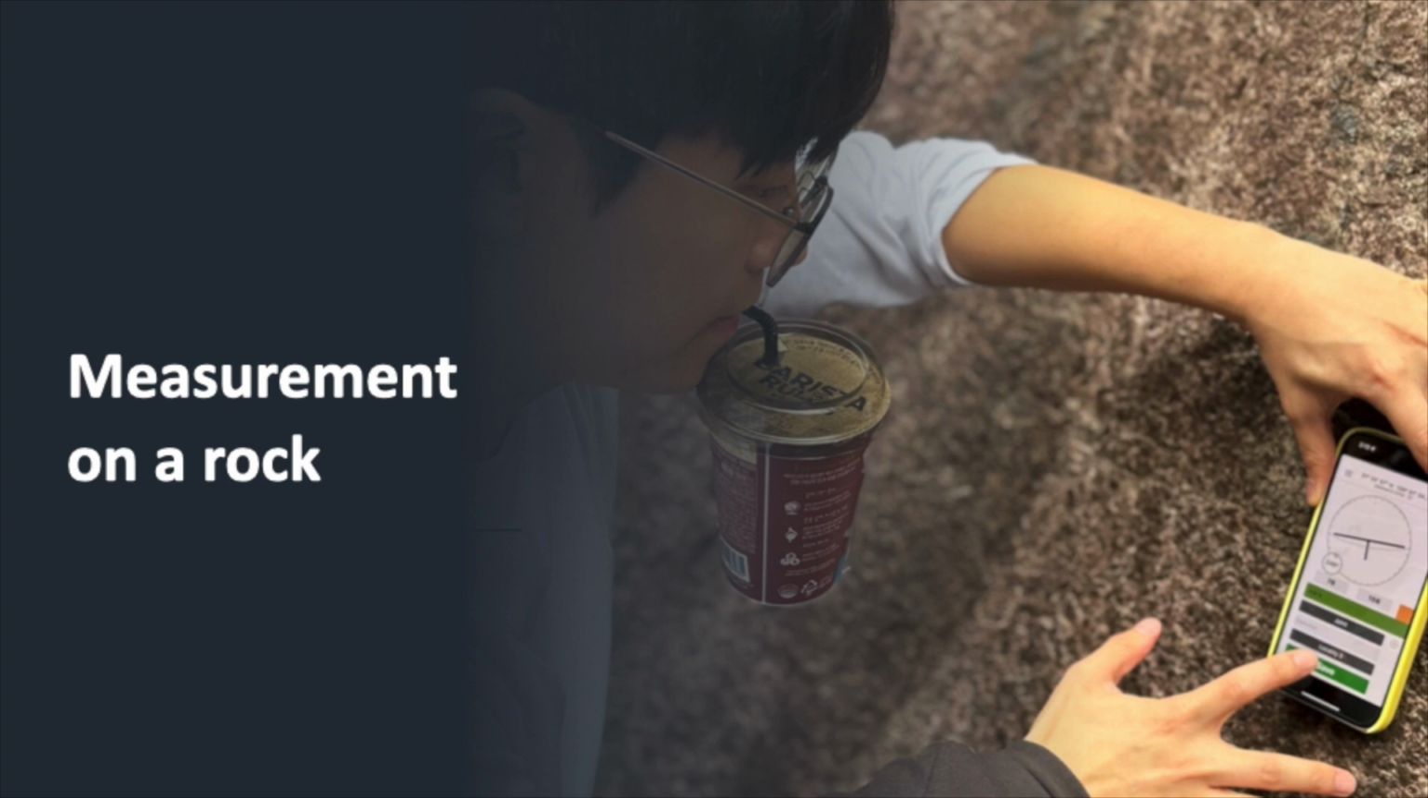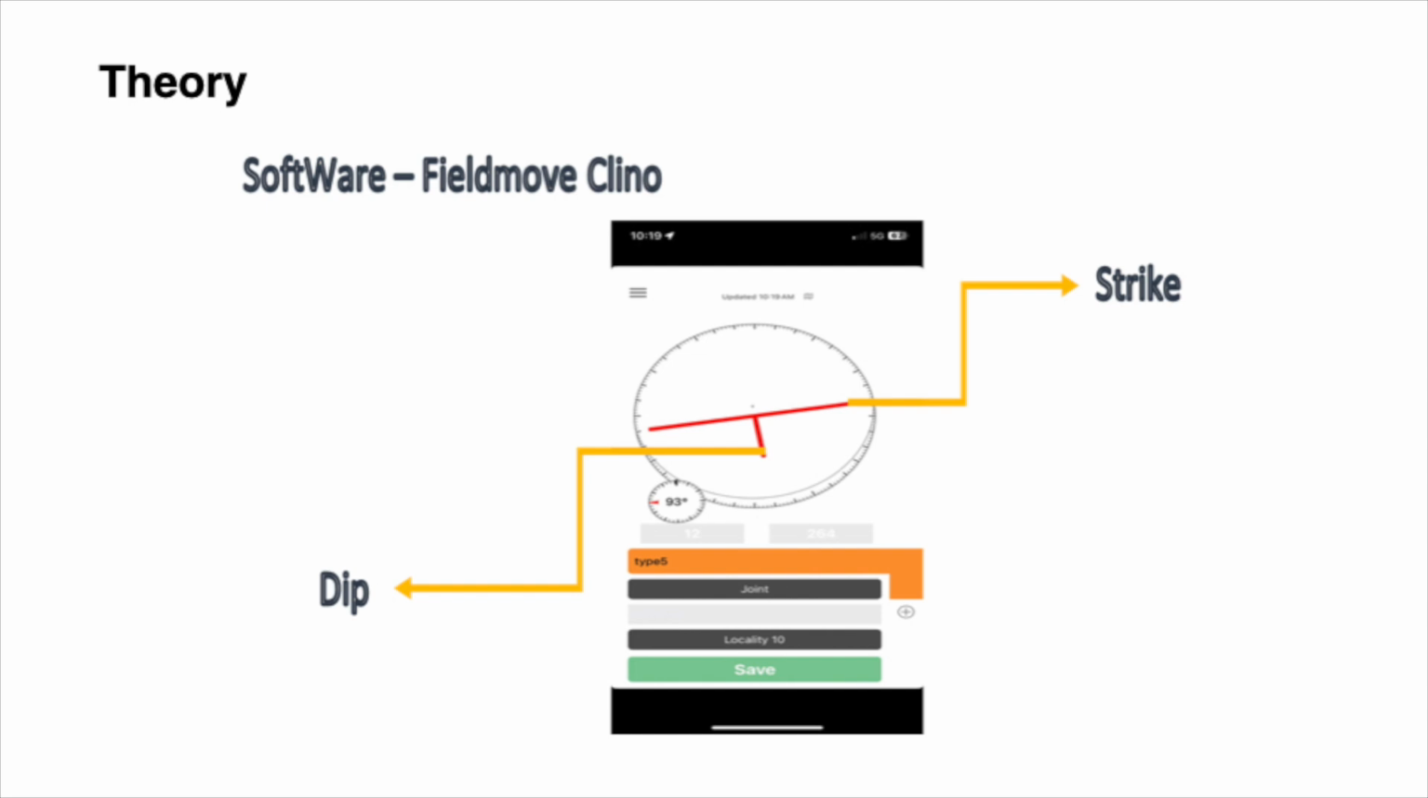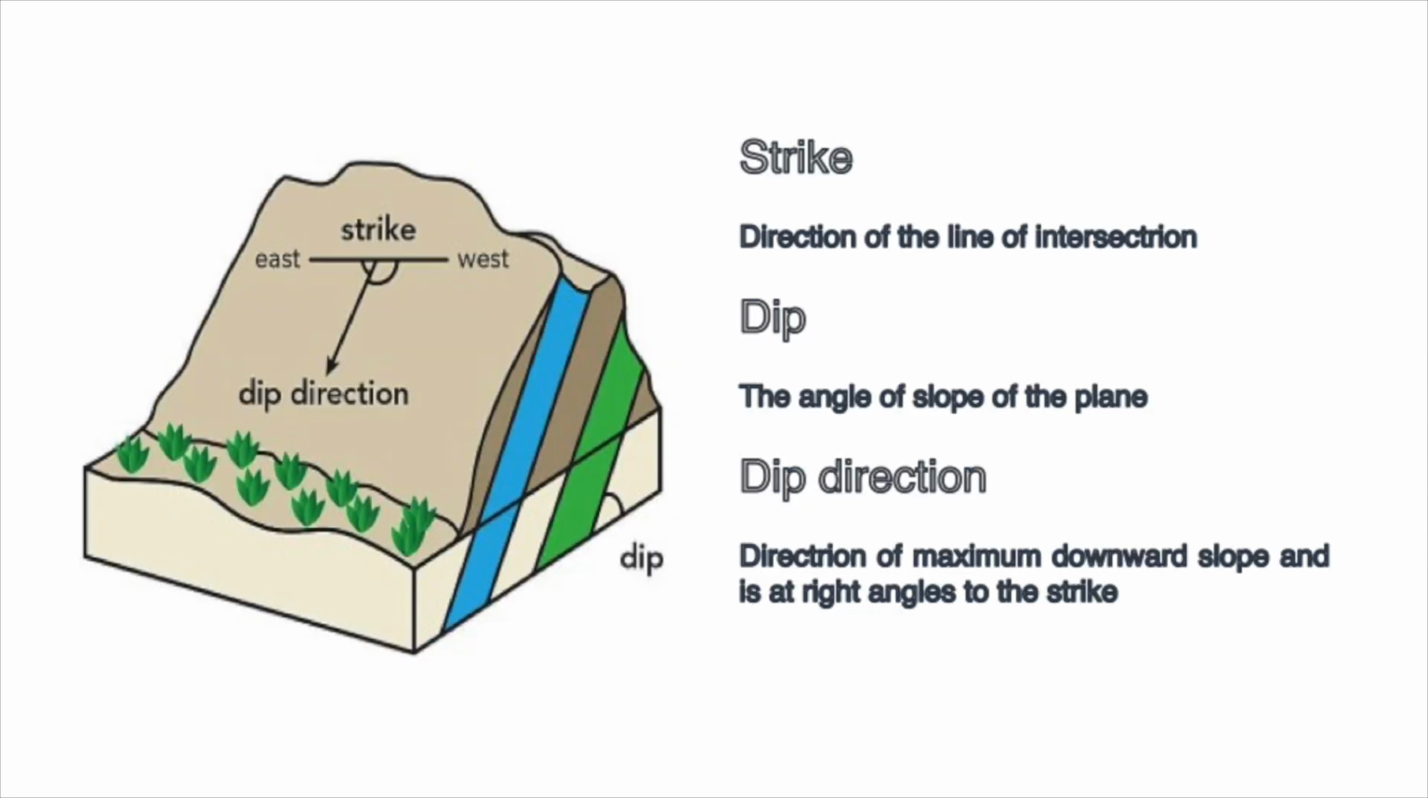We found a large rock to conduct our measurement and collected data using the FieldMove Clino app. Now, let me briefly explain the key concepts used along with this app. The FieldMove Clino app is used to measure the strike and dip of discontinuity planes. The short line represents the dip, which indicates the maximum angle of inclination of the discontinuity plane. It represents the angle measured downward from the horizontal plane.